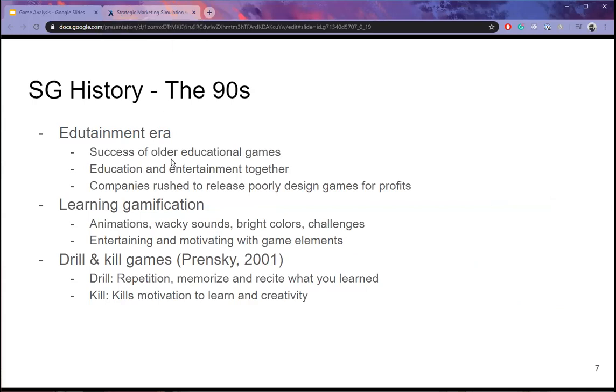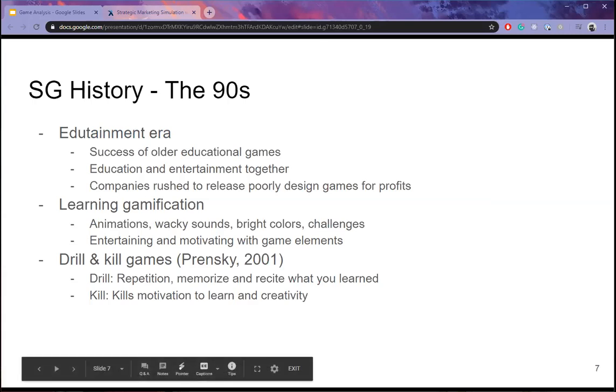We had the edutainment era, and it started with the success of the old educational games, as already presented. People liked the idea, and it was kind of new. It was a big boom at the time. It consisted of mixing education and entertainment together. But they had a big trauma event because some companies started rushing to release poorly designed games for profit, and they flooded the market with these poorly designed games. This is the big trauma of this era.